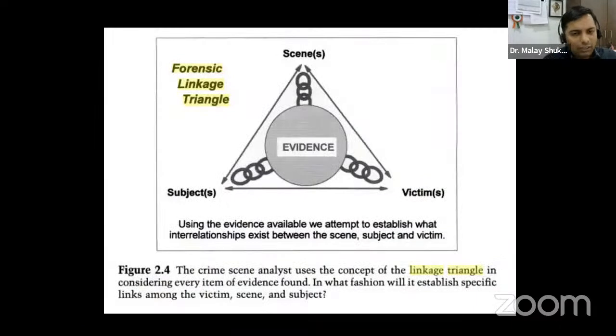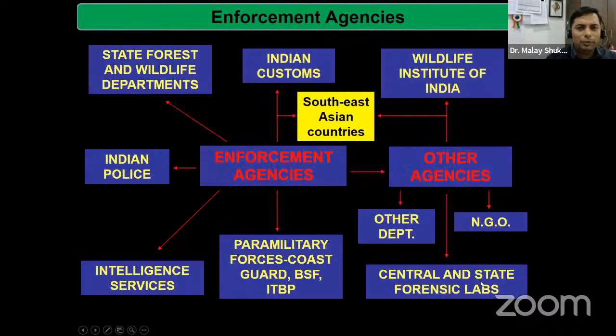Apart from that, the US is another country that has established a full-fledged wildlife forensic facility. As I was saying at the start of my talk, it is important to form the linkage between the scene of crime, the victim, and the subject. If we are able to establish this and get an ample amount of evidence, we will be able to solve the crime in a better way than ever before.